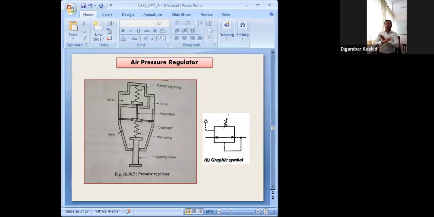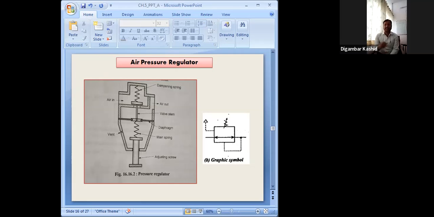So therefore, air pressure regulators are fitted to ensure constant supply pressure, irrespective of the pressure fluctuation in the compressor unit. For example, the line from the compressor may carry a pressure of 10 bar, and the air pressure regulator can reduce this pressure to any point between the full line pressure and 0 bar. So that is its function.